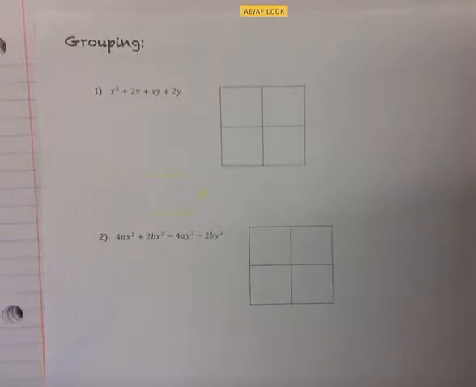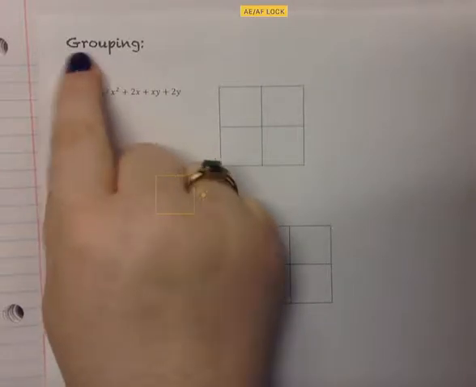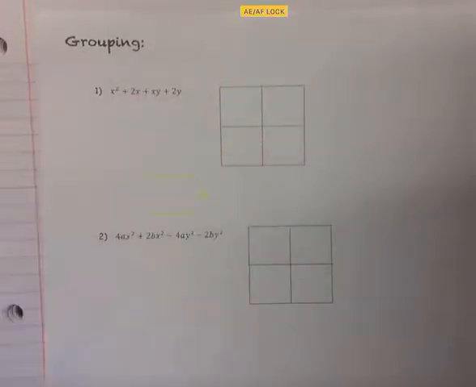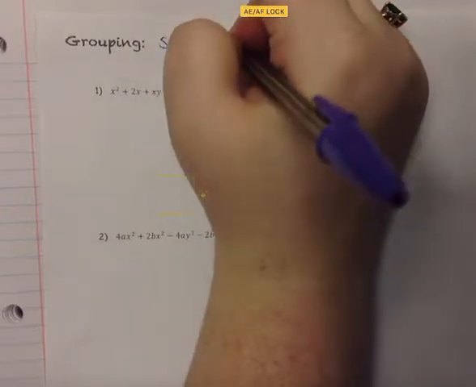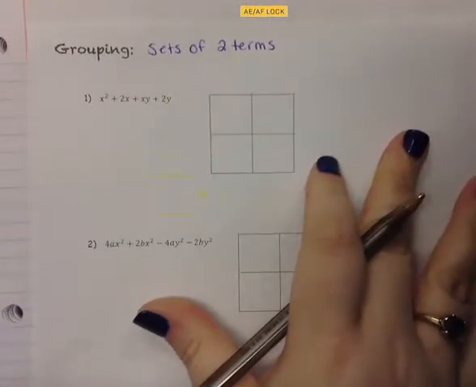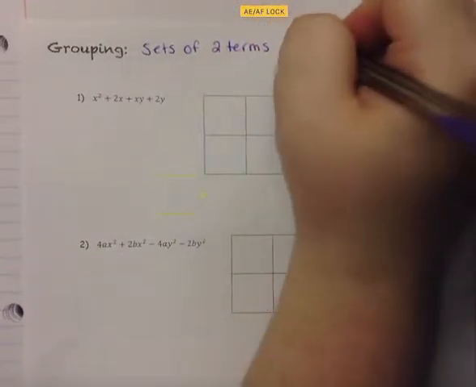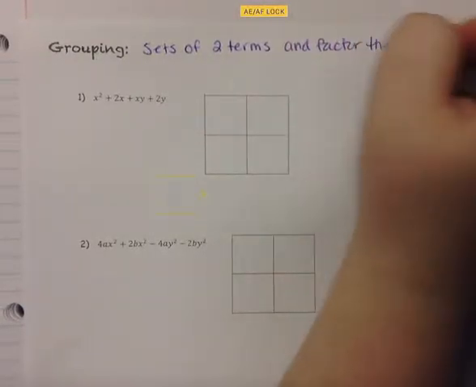This video is on factoring quadratics, but I'm going to specifically be looking at factoring by grouping. This is when we have four terms and we want to group sets of two terms. So we're going to group sets of two terms and factor their GCFs.